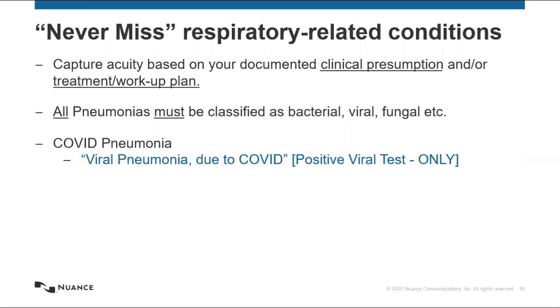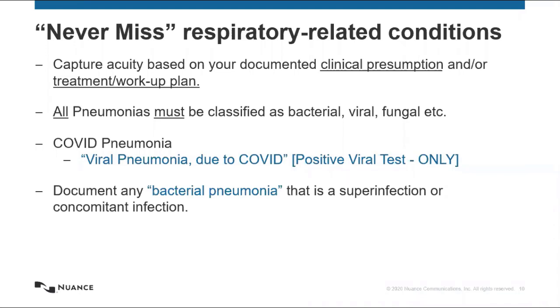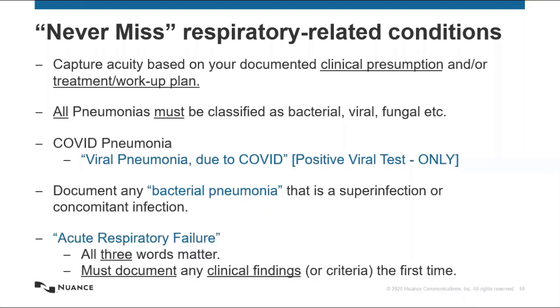COVID pneumonia, you always can put down viral pneumonia due to COVID. Please make note, you can only call a pneumonia a COVID pneumonia if you have a positive viral antigen test. This is an important concept. We do not make any presumptions around COVID infection. Also, there might be some superinfection. It's bacterial. You can always add that in to the mix.